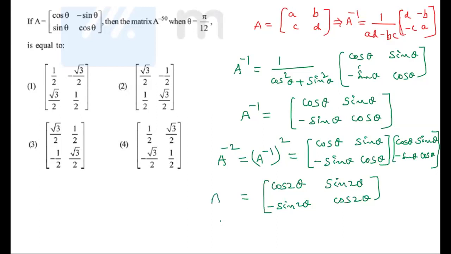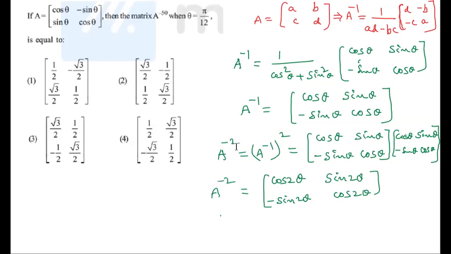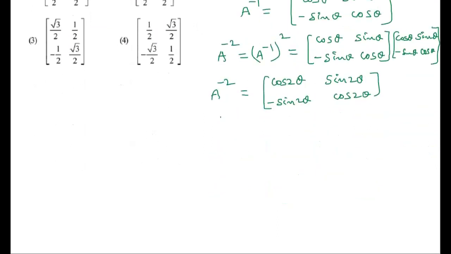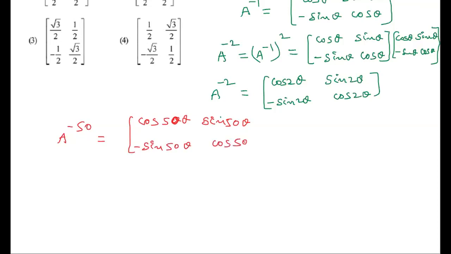This is A power minus 2. Here A power minus 2 is there, here also we got 2. So by observing this, I am going to write directly A power minus 50. That is cos of 50 theta, sin of 50 theta, minus sin of 50 theta, cos of 50 theta. This is A power minus 50.